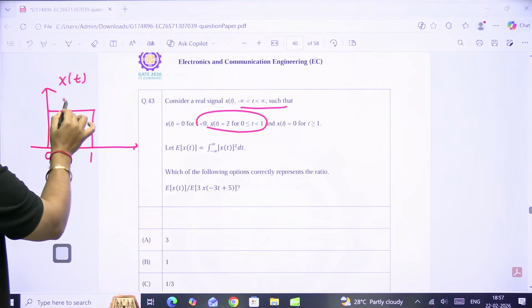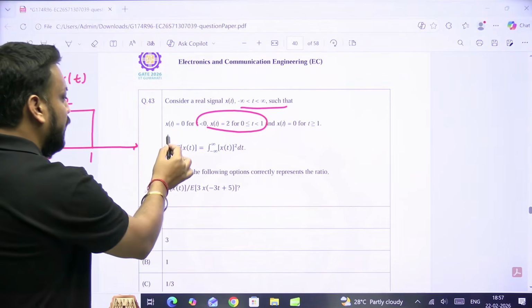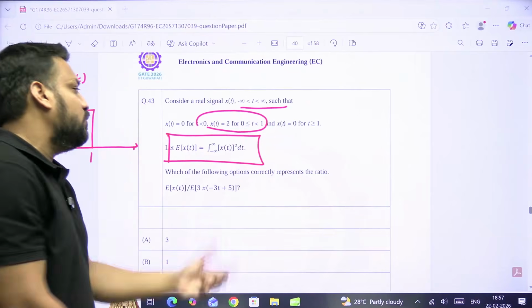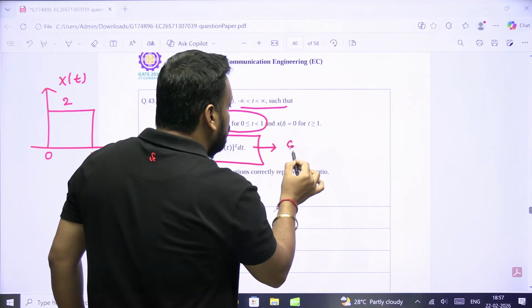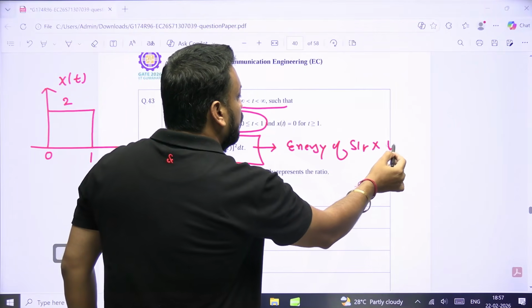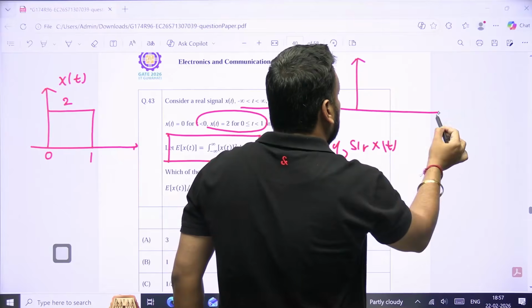0 से 1 में एक रेक्टेंगुलर पल्स मिलेगा विच इज हैविंग द मैग्नीट्यूड 2। ओके सर, so this is your x(t) signal, and we have to find out the energy of this signal. The formula is minus infinity to infinity mod of x(t) whole square, this is nothing but the energy of signal x(t).